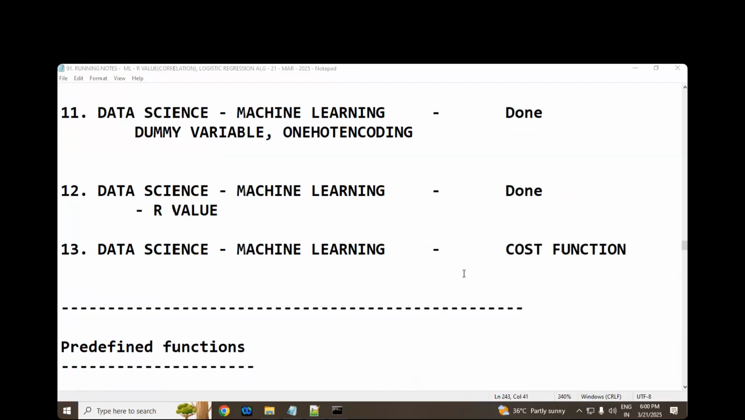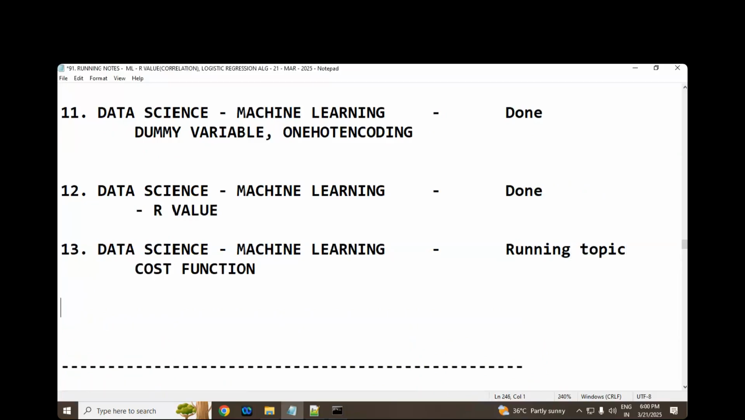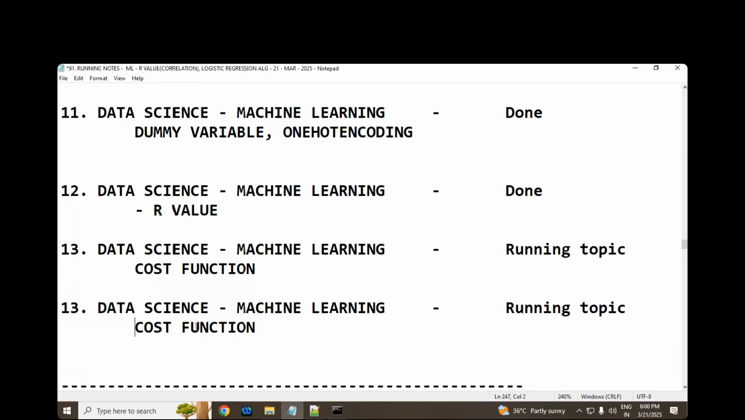Cost function is the running topic. And after cost function, what is the next topic, sir? The next topic will be regression cost function.